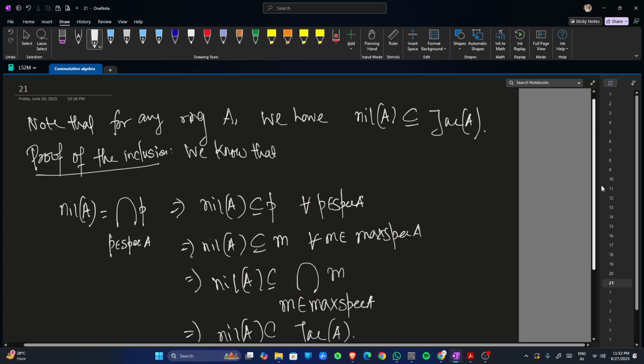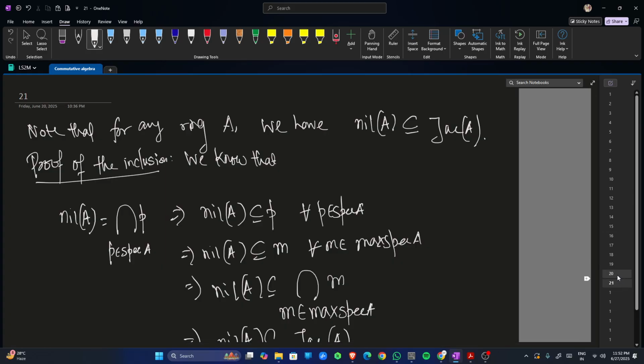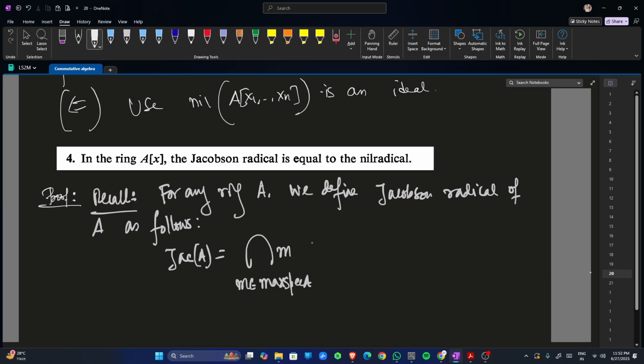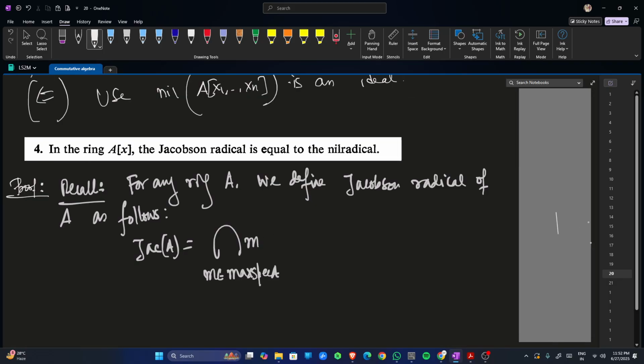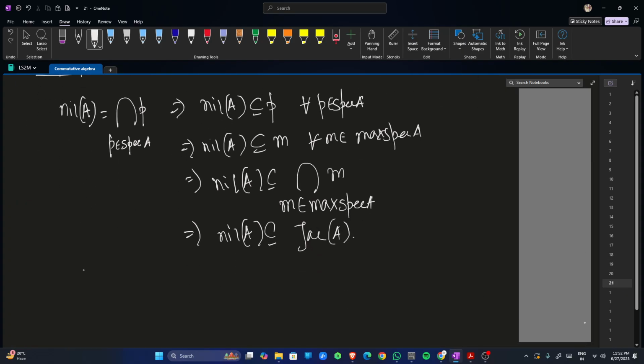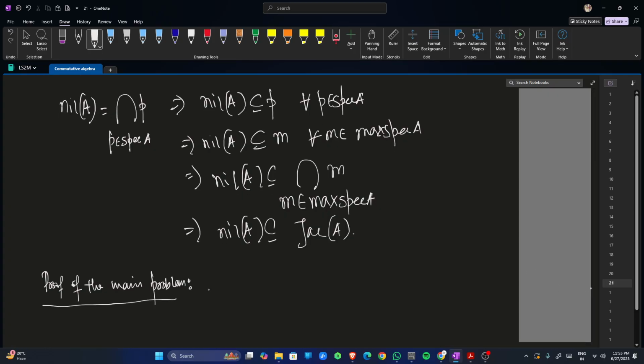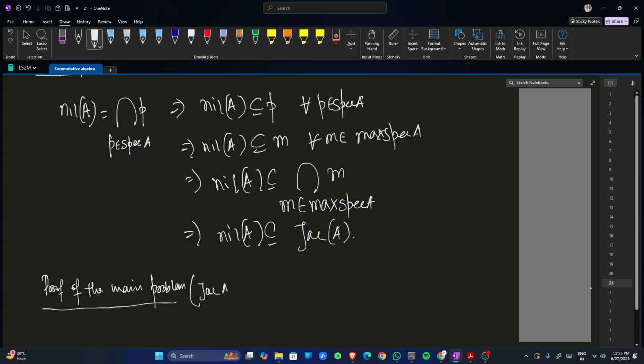This holds for any ring, but we need to prove the reverse inclusion also for the polynomial ring. So what is the proof for the reverse inclusion? We take an element from the Jacobson radical. Proof of the main problem. So what is the proof for the reverse inclusion? Jac A[x].